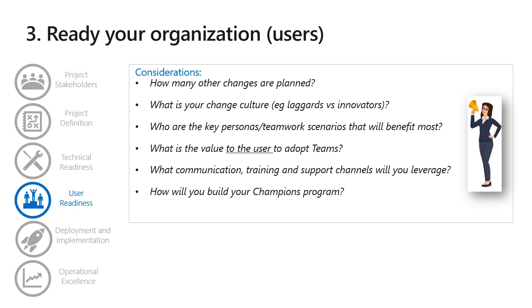On top of the technical aspects, of course, we can't forget to ready the organization, that is, the users themselves. We have to look at the broad scope of projects that may be running in parallel at the moment so that we can understand first and foremost how many other changes are currently planned. Generally not a good idea to hit users with tons of changes all at the same time. What does the change culture look like for your organization? Do we have a predominant set of laggards that are slow to adopt? Do we have a predominant set of innovators that are very quick to adopt change? Do we hit across the board and have a little bit of everything, right? What is the predominant change culture that we use?